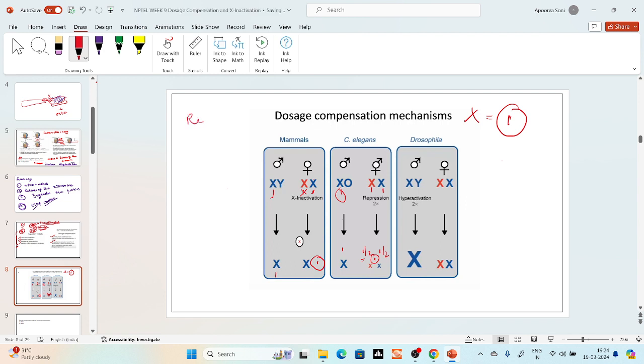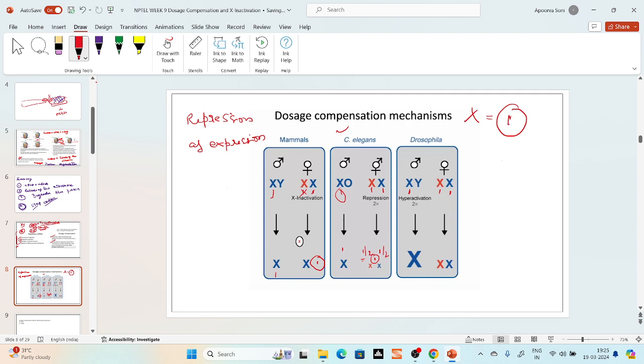So there is repression of expression. This is your C. elegans case. Now let us see what is happening in Drosophila. This is 1, this is 1, this is 1. So ultimately what is happening? This is also producing an expression of 1 unit. This is also producing an expression of 1 unit and this is also producing an expression of 1 unit.